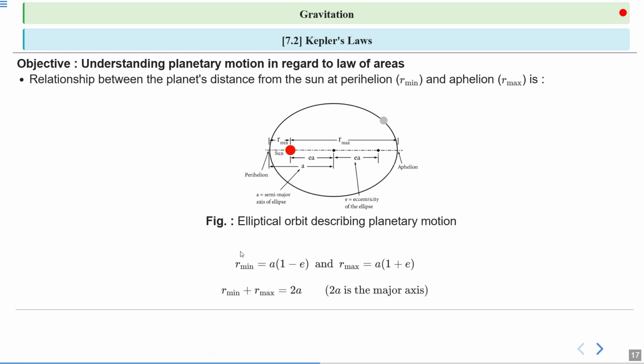So we see that the sum of the perihelion and the aphelion distances equals twice the semi-major axis, expressed as r minimum plus r maximum. So 2a is the semi-major axis.